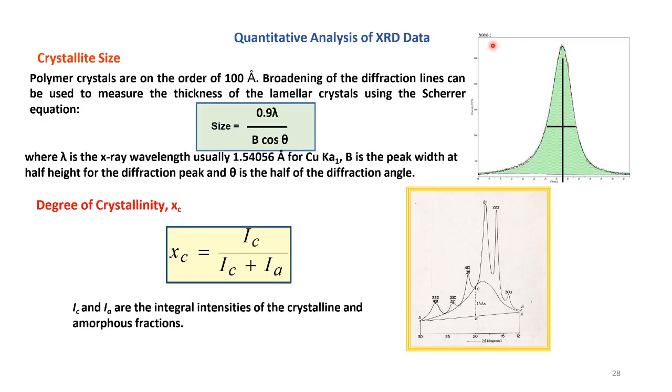That means if the intensity is 100, then at half of it, that is 50, we will calculate the width of the peak.